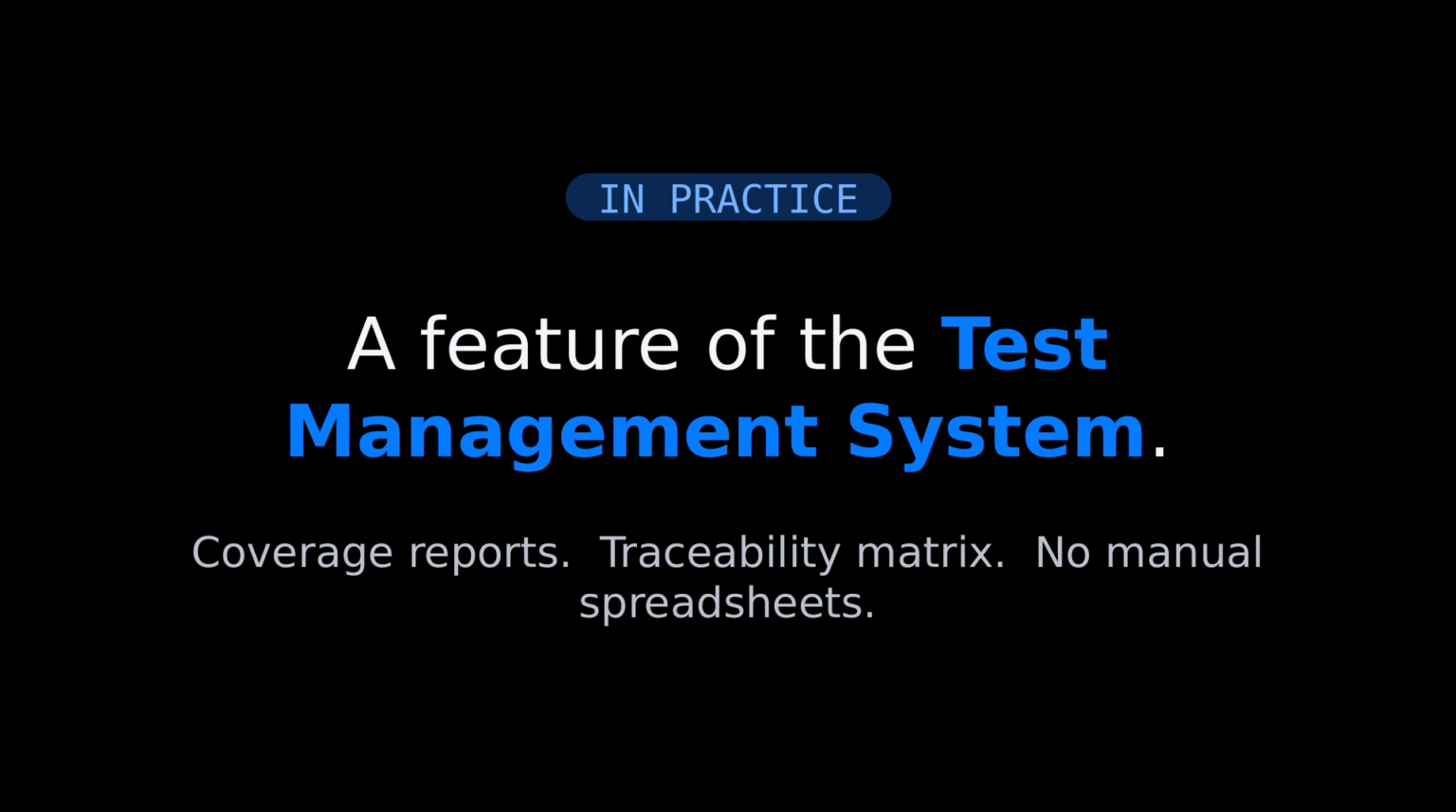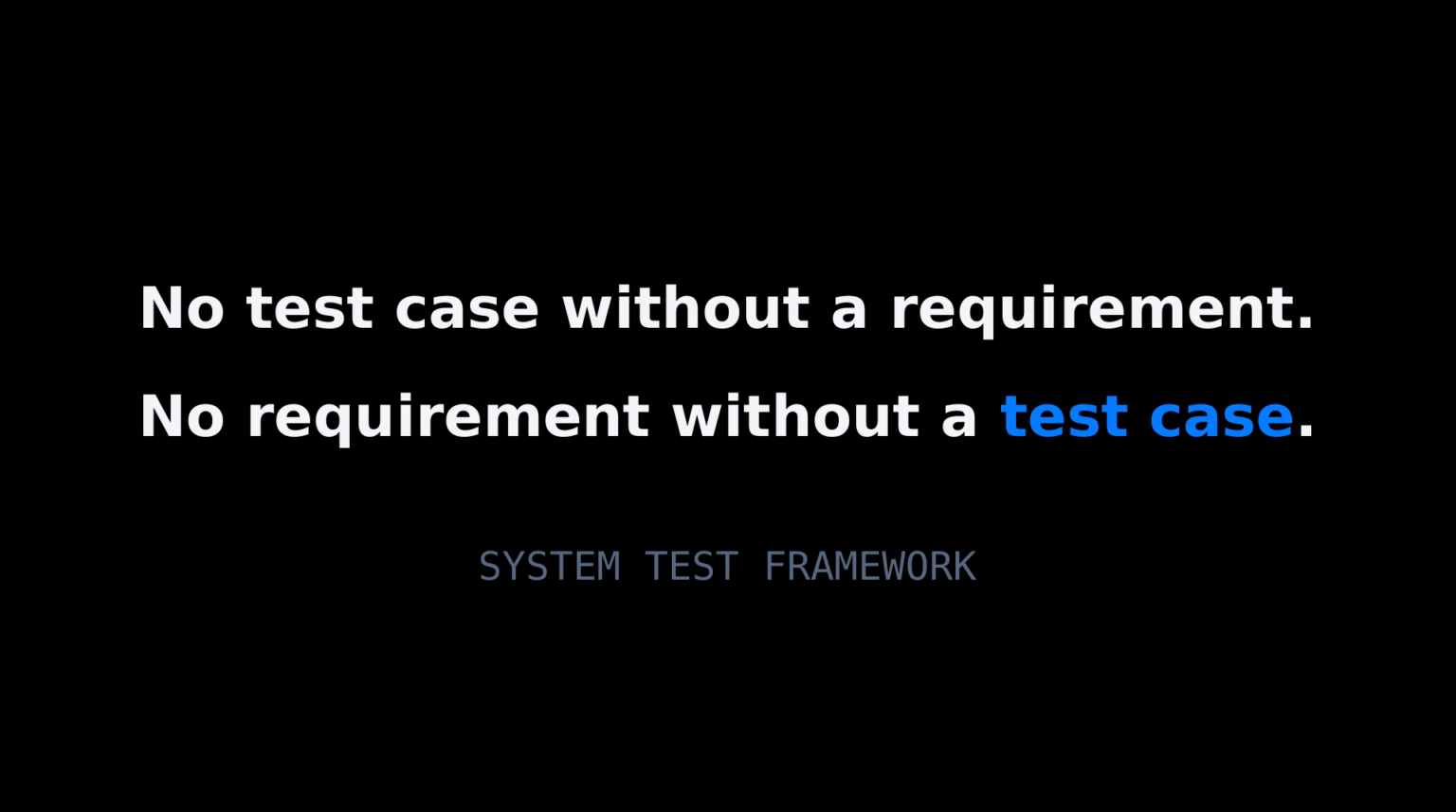How does this look in practice? Technically, traceability should be a feature of your test management system, not a manual spreadsheet or similar. So the tool maintains the links and turns them into coverage reports and a traceability matrix. And of course, the test team, and specifically the people who work on test specification, have to have the discipline to do the linkage. So no test case without a requirement and no requirement without a test case.